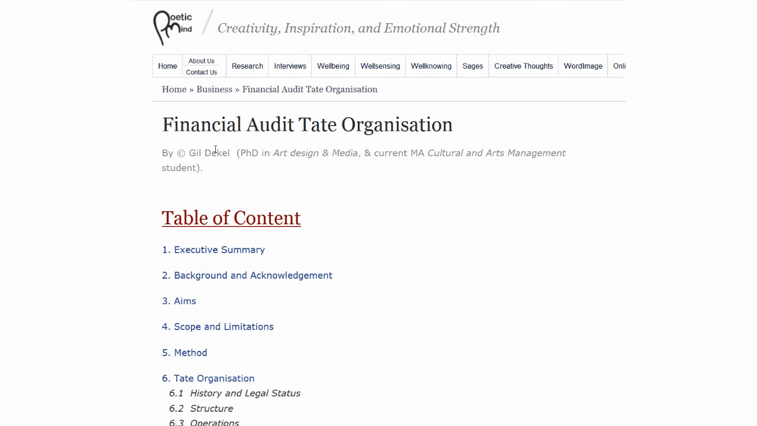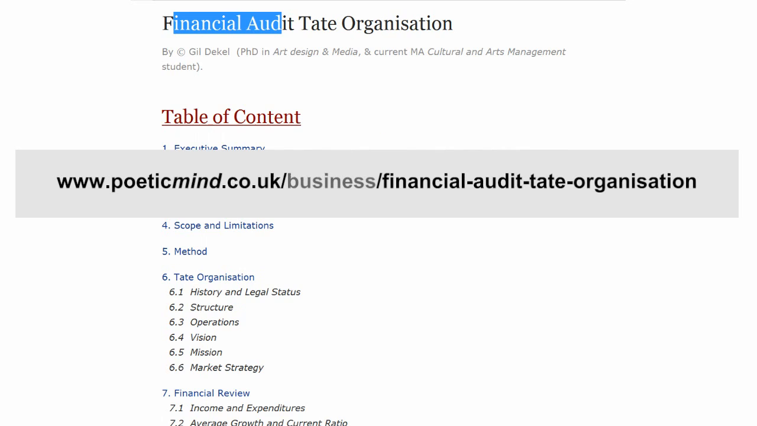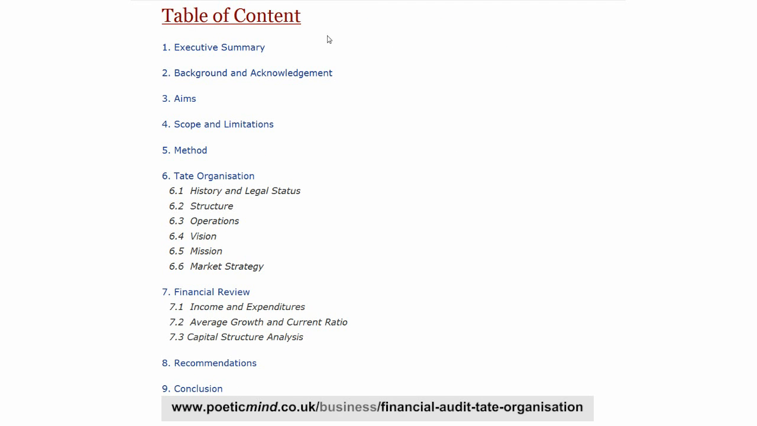Let's look quickly at an example of a financial audit for Tate Organization. I'll go through all the sections and explain them. Now this document is available online. You can view this document at this address.